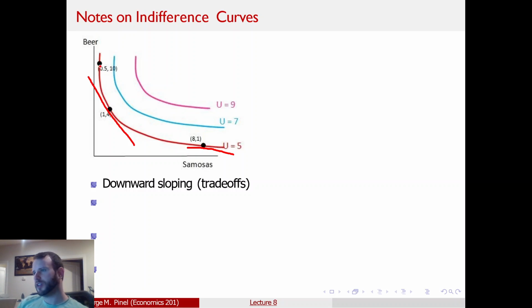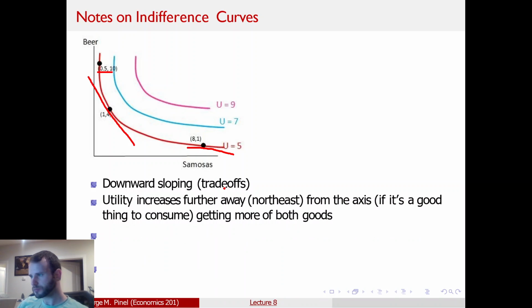So like if I had 0.5, 10, and I wanted to be indifferent between 0.5, 10, and some other consumption bundle, I'd either have to consume more beer and less samosas, or more samosas and less beer. But if I'm consuming more of both of them, I should expect to have a higher utility. So indifference curves are going to be downward sloping because it demonstrates there's a trade-off where if you want to be at the same utility level, you're going to have to increase one good, decrease another good.